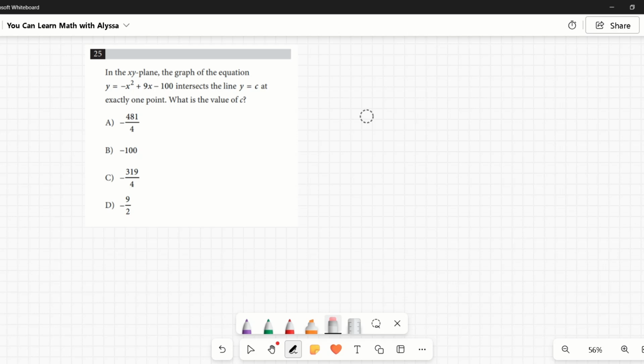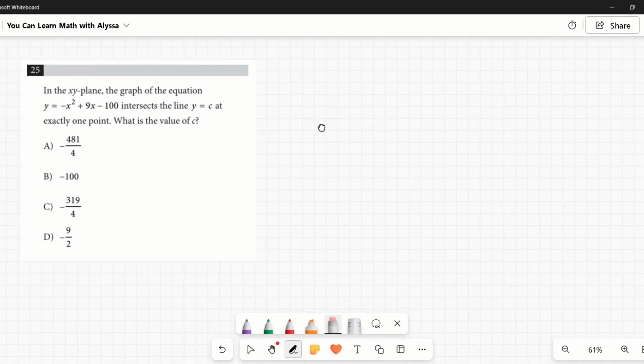Number 25. In the xy plane, the graph of the equation y equals negative x squared plus 9x minus 100 intersects the line y equals c at exactly 1 point. What is the value of c? I tend to like doing this not using a graph, so I will show you why I like that.